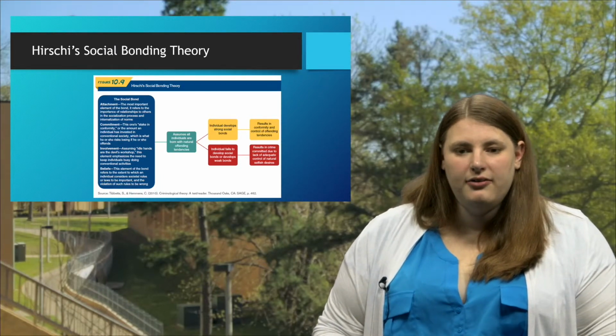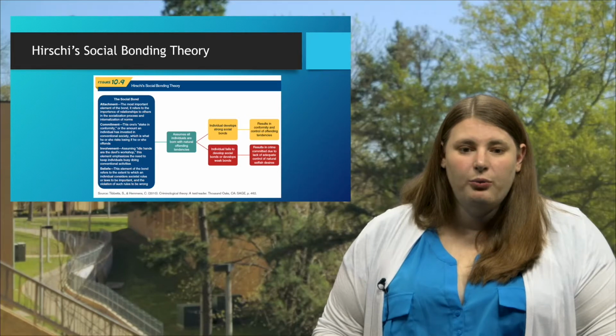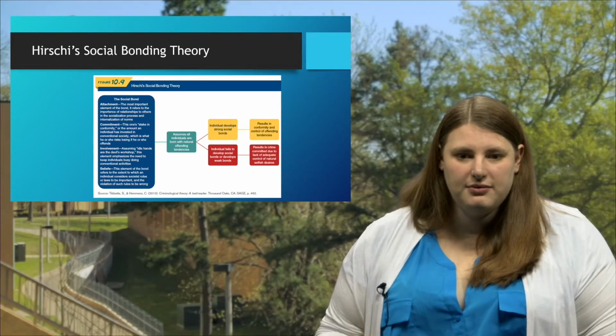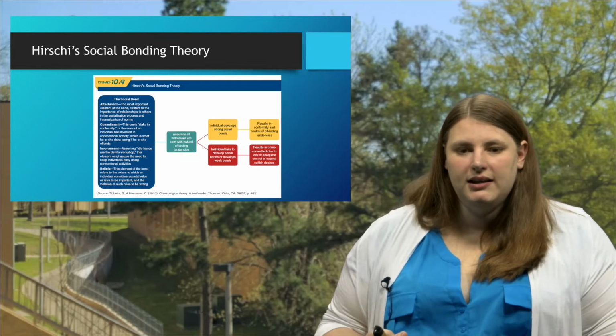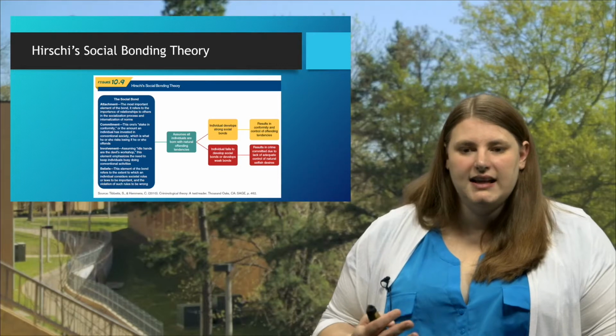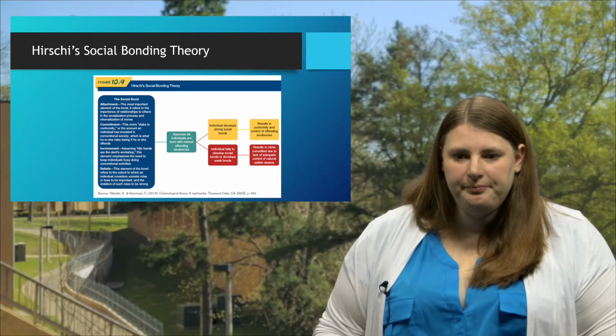The final element of Hirschi's social bonds is beliefs, which is the individual's personal moral beliefs about the laws of the society in which they reside. The more a person believes in the morality of good and bad according to society's values, the less likely they are to engage in criminal behavior.